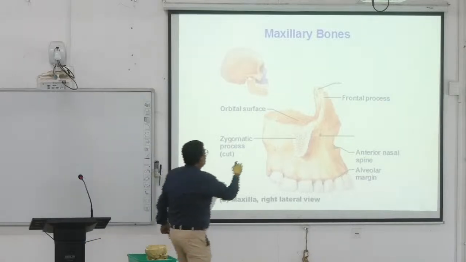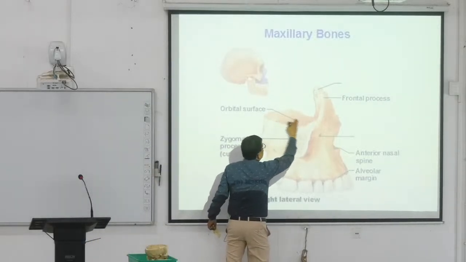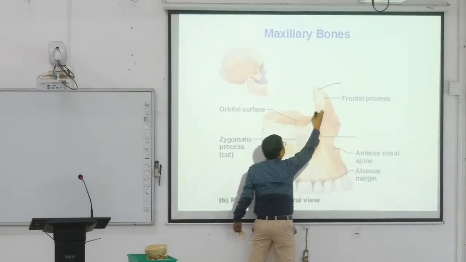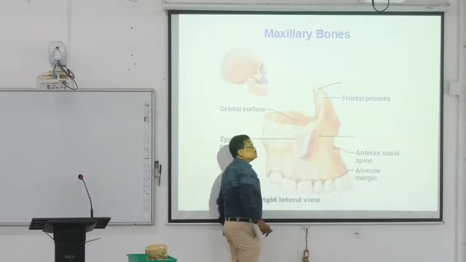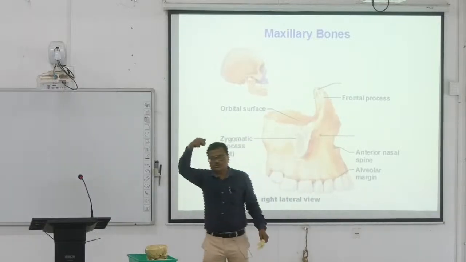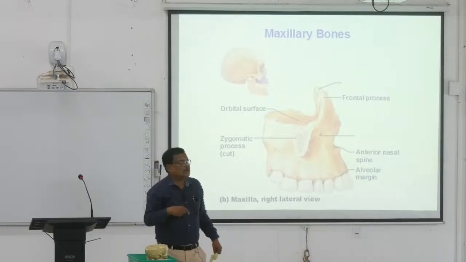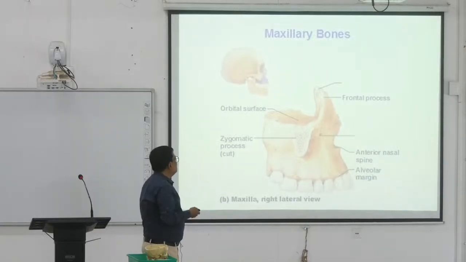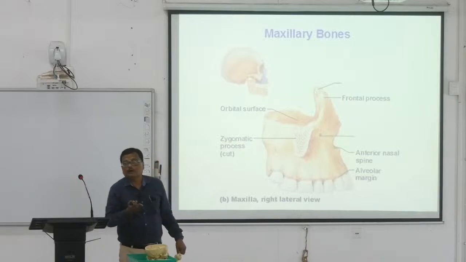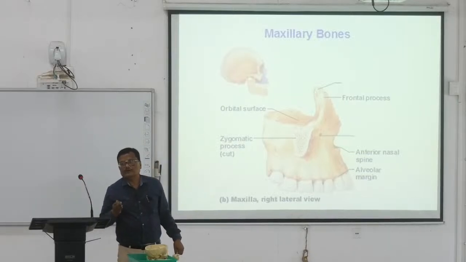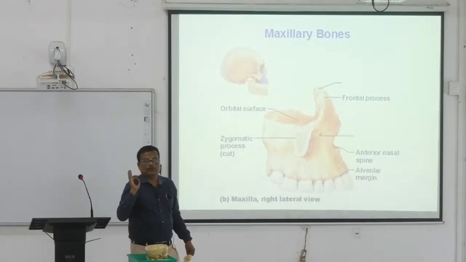This is the maxillary bone, and this is the orbital surface of the maxilla. This is the frontal process of the maxilla. Why is it called the frontal process? It joins with the maxillary crest of the frontal bone. So it is the orbital surface of the maxilla which forms part of the floor of the orbit.